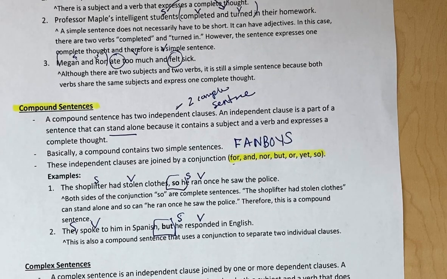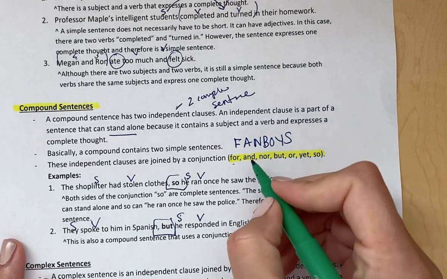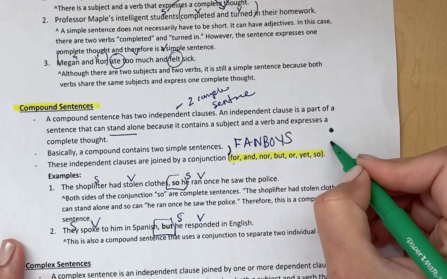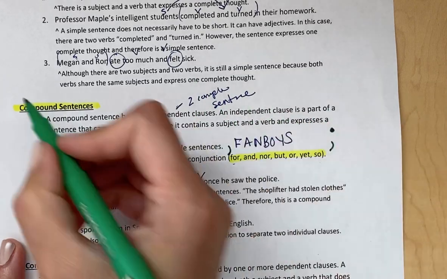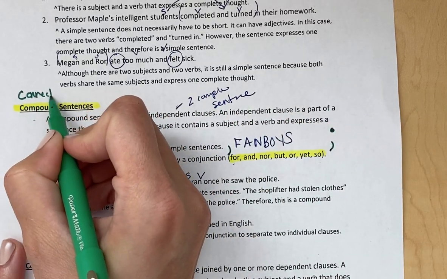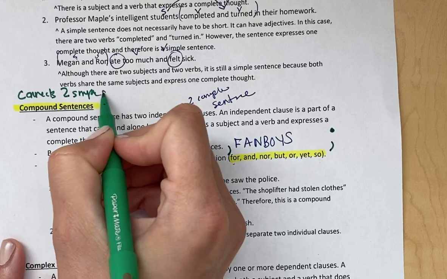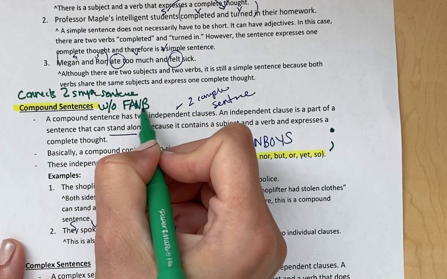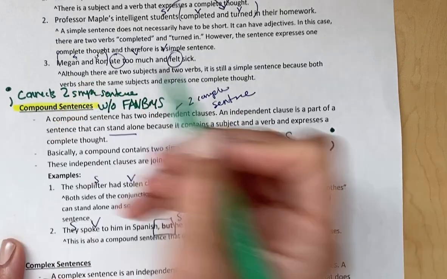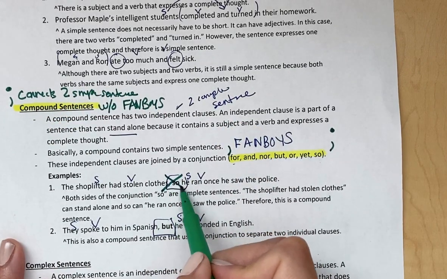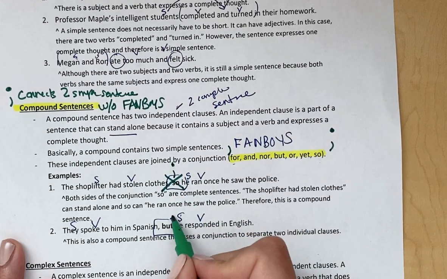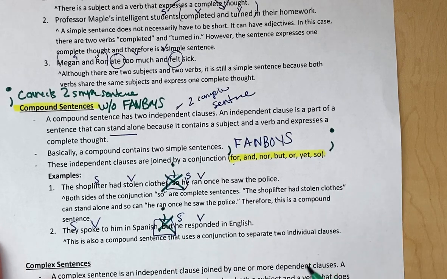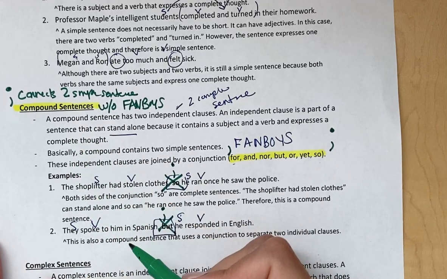Now, there is a trick to this, and I want to highlight this for you. Instead of using this comma and FANBOYS, you can also use a semicolon. So a semicolon, I'm going to write it up here, connects two simple sentences without using FANBOYS. Right, so that's what a semicolon does. So in this instance, I could cut out the comma and so and use a semicolon. I could cut out the comma and but and use a semicolon. That is also correct. So a semicolon is a correct way to write a compound sentence.